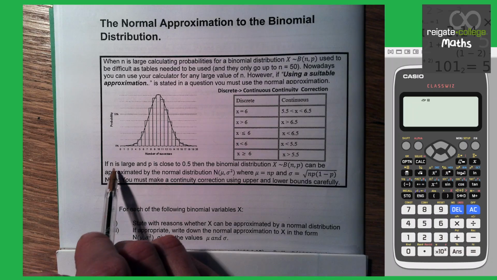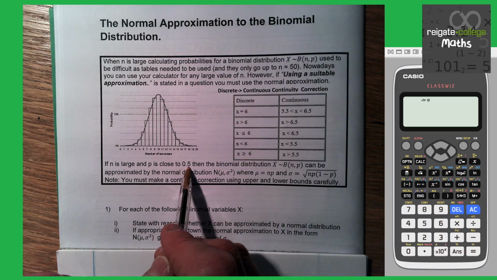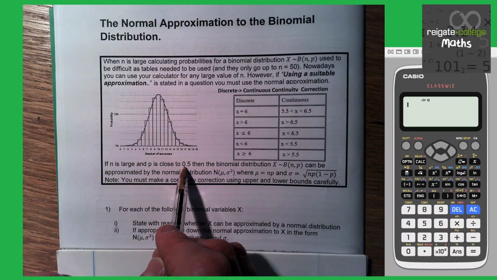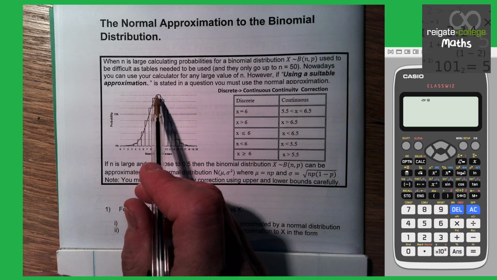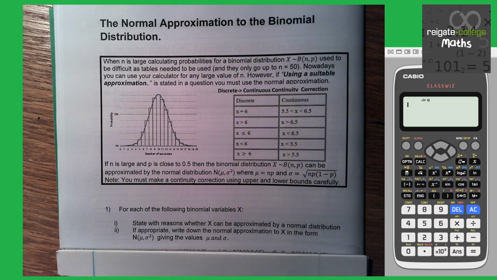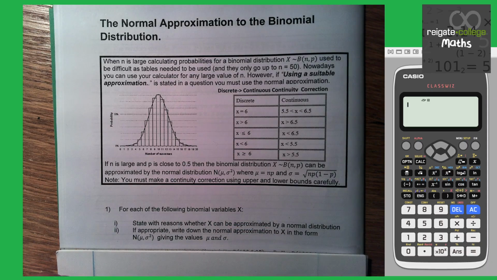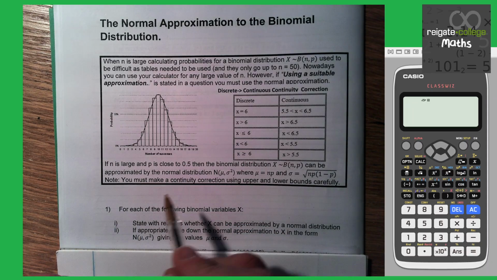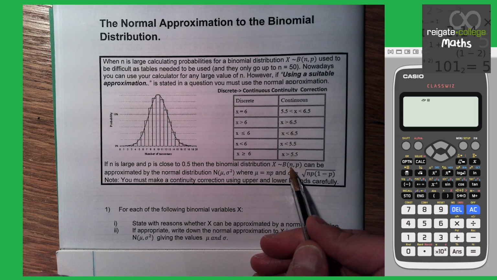So n has to be large, and the other thing is that the probability of success in the binomial distribution, p, has got to be close to 0.5. The problem if it's not close to 0.5 is that our binomial distribution becomes skewed away from the center, and a normal distribution is always symmetrical about the center. So long as it's close to 0.5, it'll work reasonably well, but the further away you get, the worse it works.